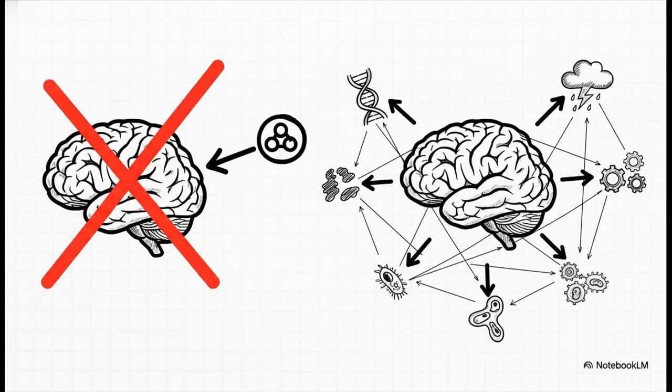For decades, the popular explanation you probably heard was the chemical imbalance theory, the idea that depression is just a serotonin deficiency. But modern science tells us that, while brain chemistry is definitely involved, that phrase is a massive oversimplification of a much, much more complex reality.